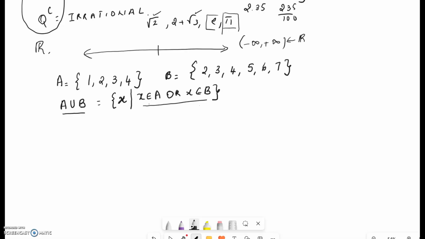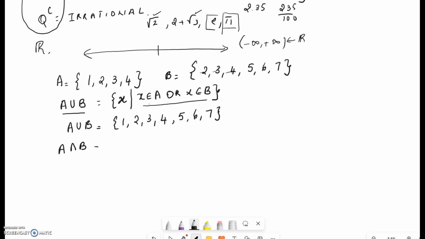So let's see what A union B is. They have to belong to A, so let's write down all the numbers that belong to A. They also can belong to B. 2, 3 and 4 we've already written. So 5, 6, 7. So what we are doing is uniting or combining the sets A and B, and that would be A union B, combining all the elements of set A and set B and writing it down without repetition. Now what is A intersection B?